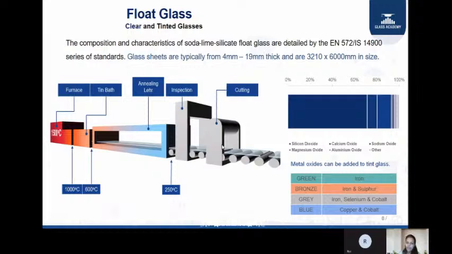From the annealing layer, it will go into the cutting line where the ribbon of the glass can be cut into the desired sheet sizes. After the cutting line, it will go into P&D, packaging and dispatch.